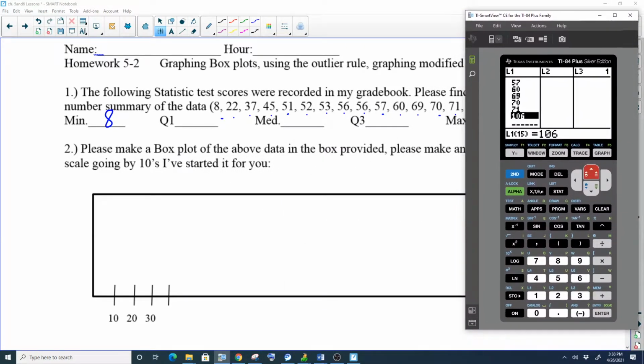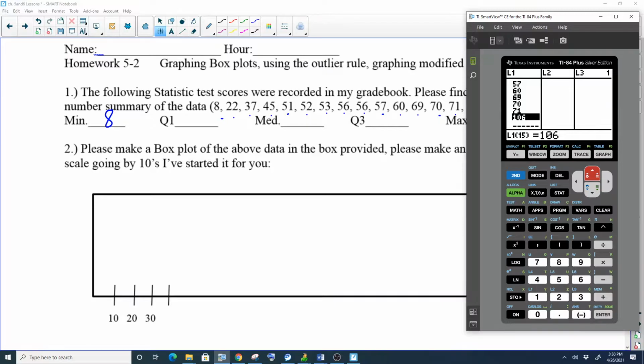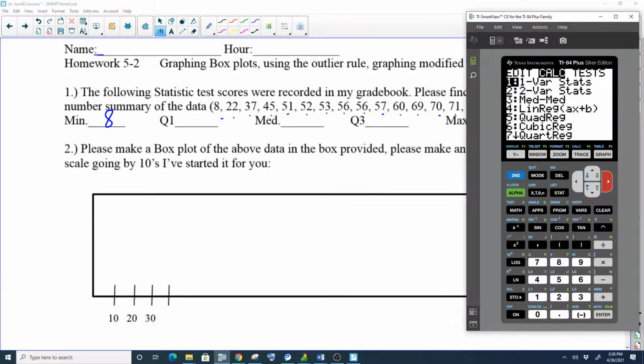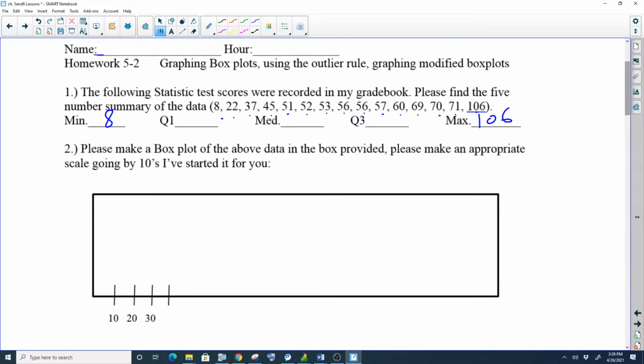So again, to find the 5-number summary using our graphing calculator, we can go to the stat button, and then over to calc, and then one of our stats, list 1. And then you have to push the down arrow. So our minimum is 8, our maximum 106. And then our Q1 is 45. Our median is 56.